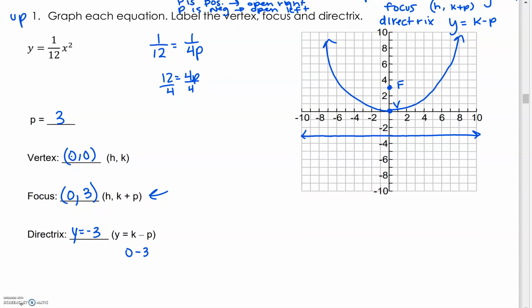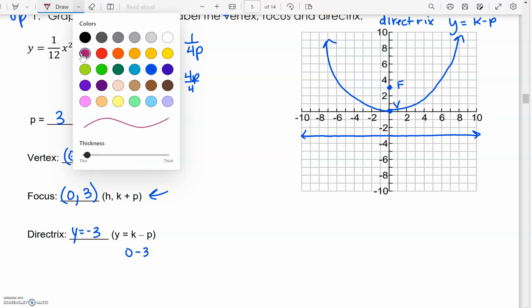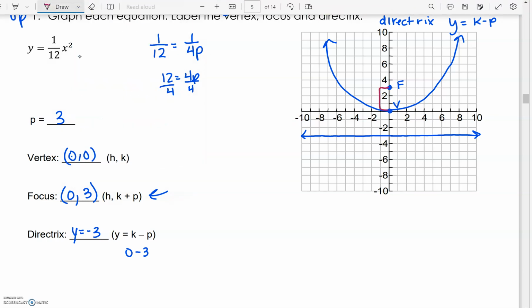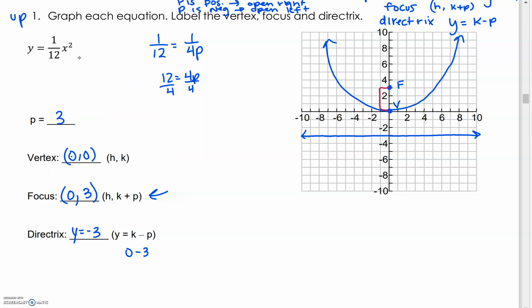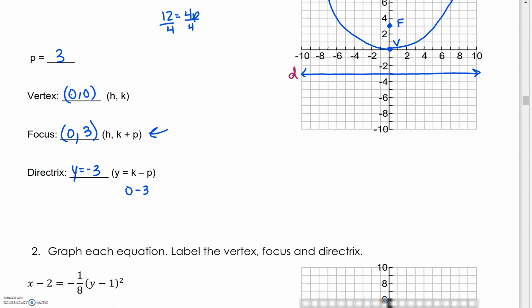Now, where does that p come from? That p is this distance right here between our focus and our vertex, and then our vertex and our directrix. That is 3, that is 3. So that's that p value, if you're wondering, well, what's p? And I'm going to put a little lowercase d next to the directrix there.